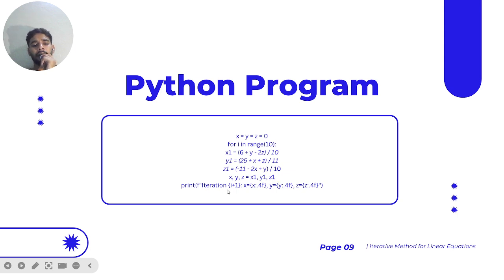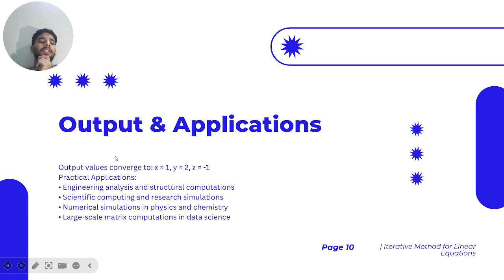Print iteration i plus 1, x to 4 floating point places, y to 4 floating point places, and z to 4 floating point places. Now we get the output values, which converge to x converges to 1, y converges to 2, and z converges to minus 1.